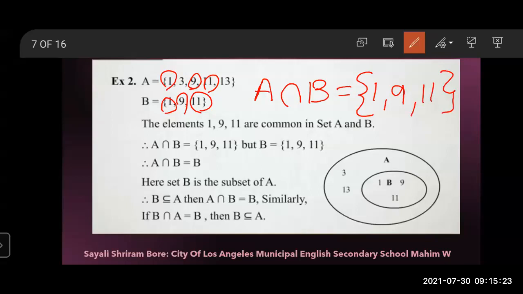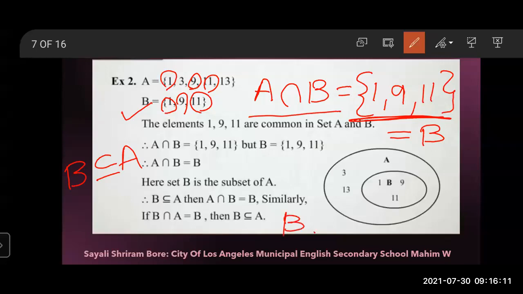But if you see carefully, 1, 9 and 11 is the same as set B. That is, A intersection B is equal to B. So here set B is a subset of A, and we have seen what we mean by a subset of a set. If A intersection B is equal to B, then B is a subset of A. Similarly, if B intersection A is equal to B, then B is a subset of A. A intersection B or B intersection A, both are the same.